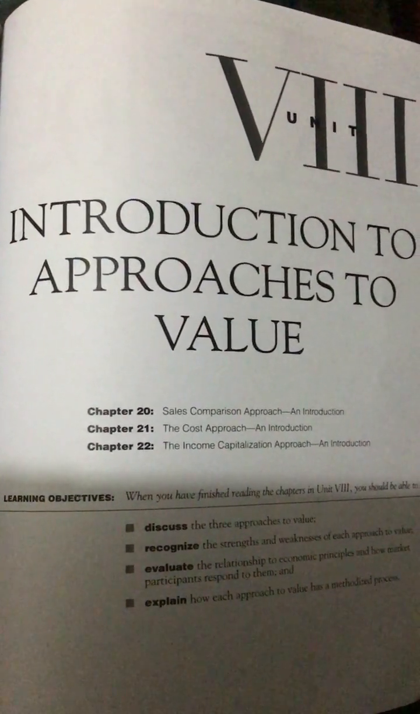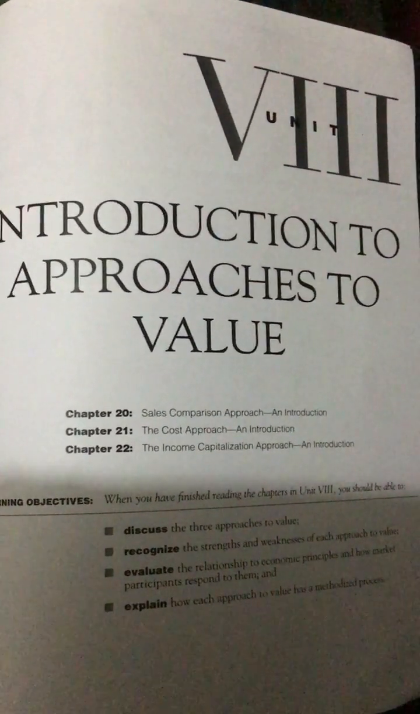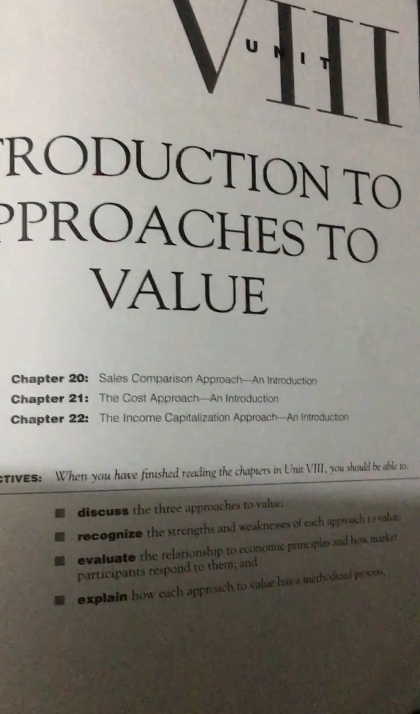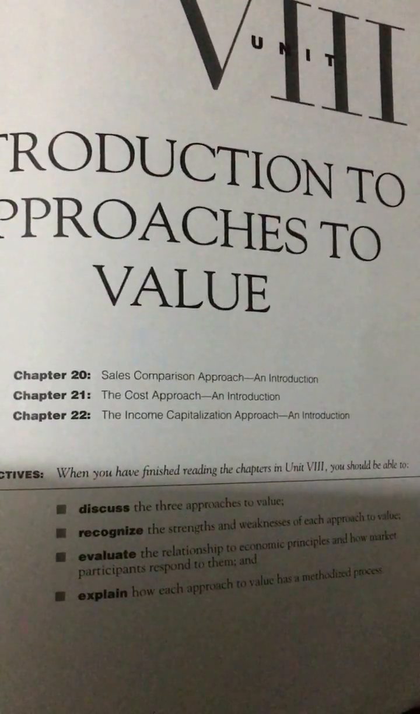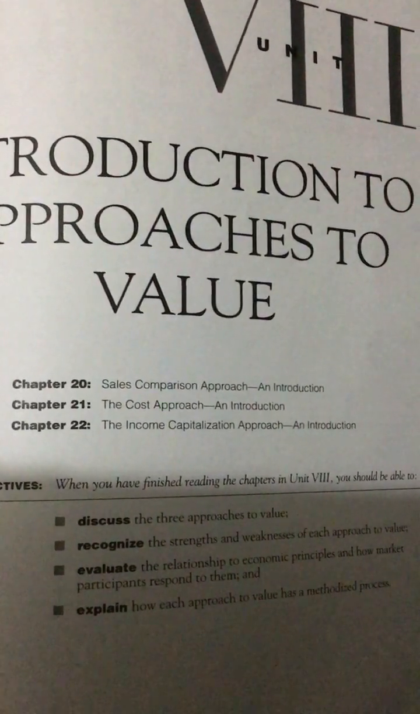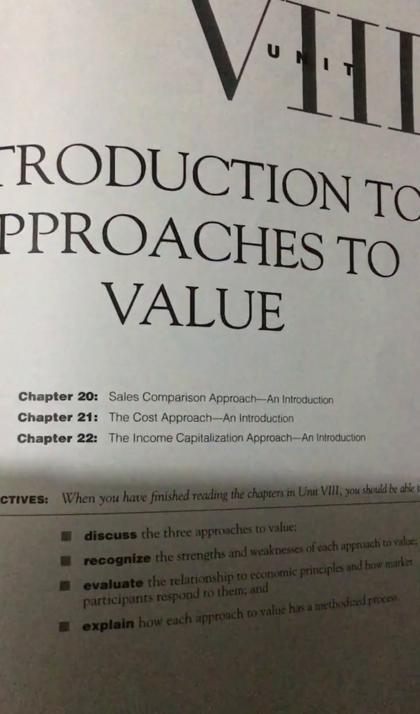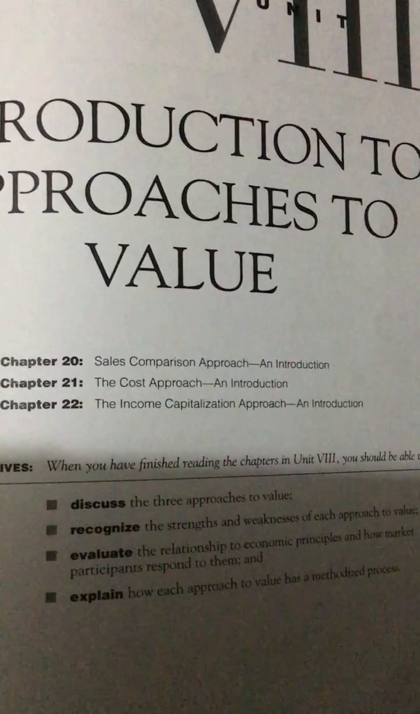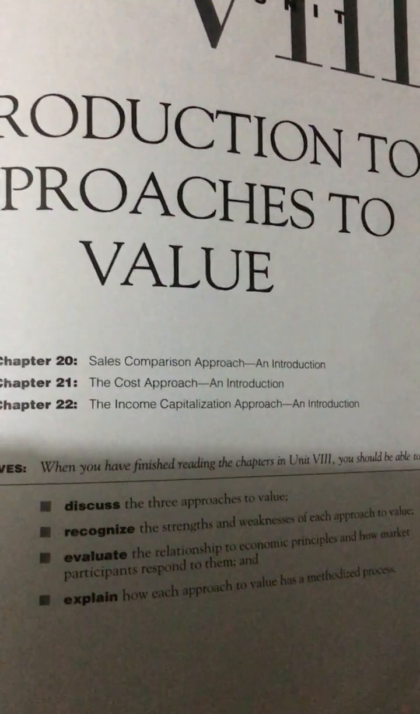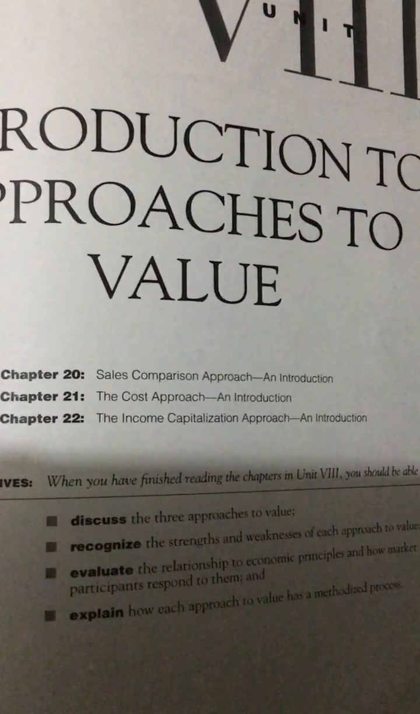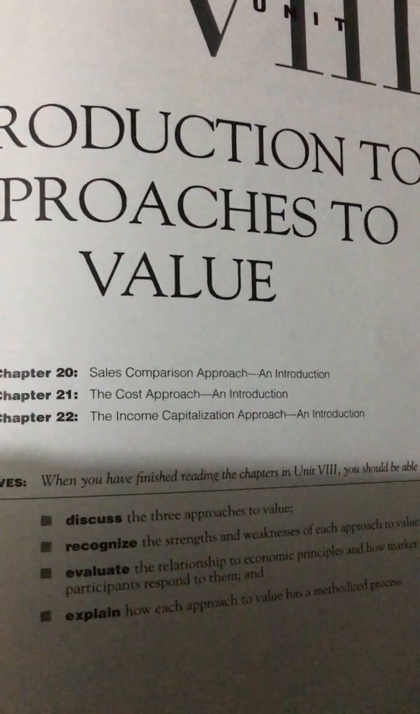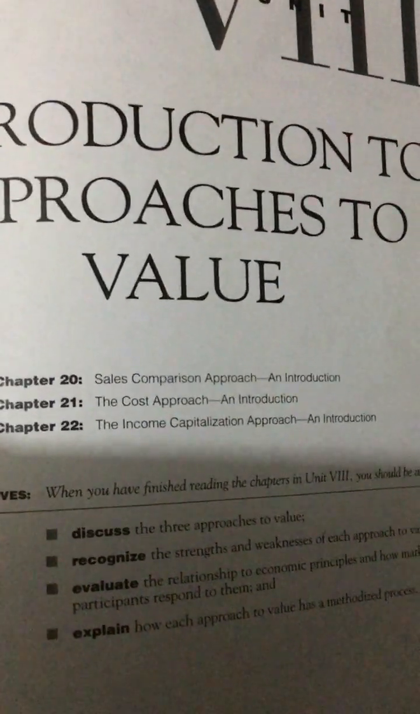Learning objectives. When you have finished reading the chapters in Unit 8, you should be able to discuss the 3 approaches to value, recognize the strengths and weaknesses of each approach to value, evaluate the relationship to economic principles and how participants respond to them, and explain how each approach to value has a methodized process.